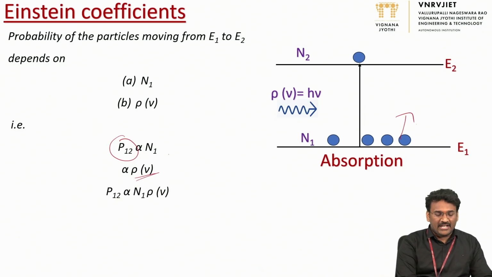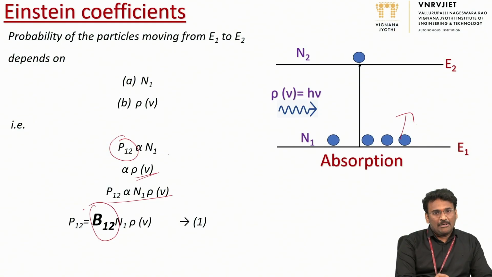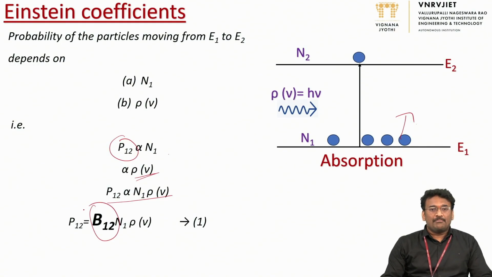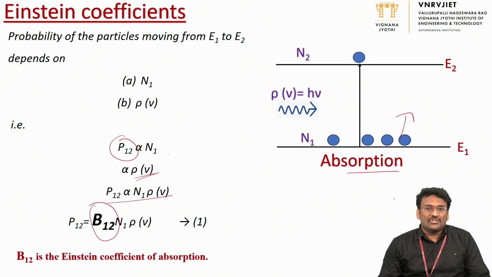Combinedly I can write P12 is equal to N1 rho v, and by removing this proportionality I will write a constant B12. So B12 is called the Einstein coefficient of absorption, and this is the standard method. We must always use B12 only for the Einstein coefficient of absorption.